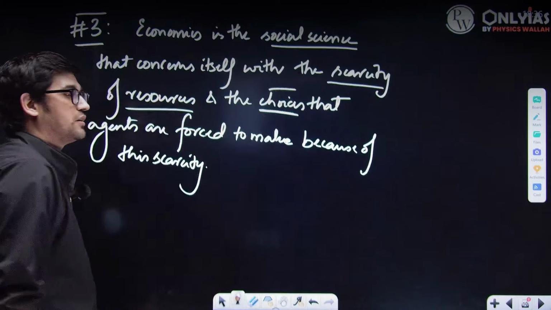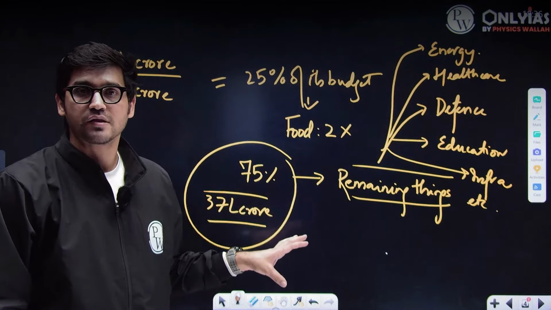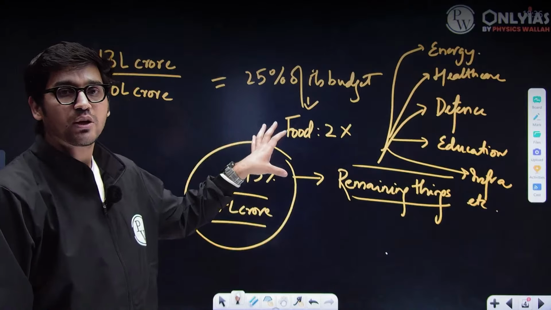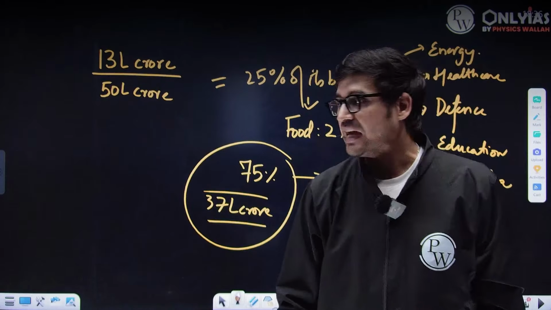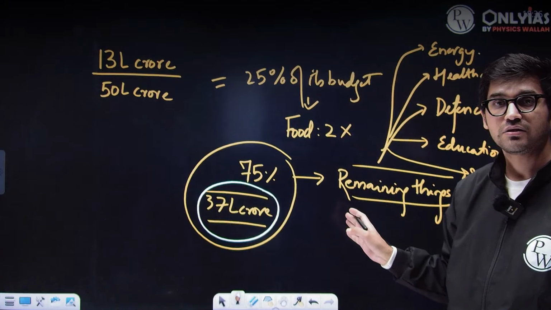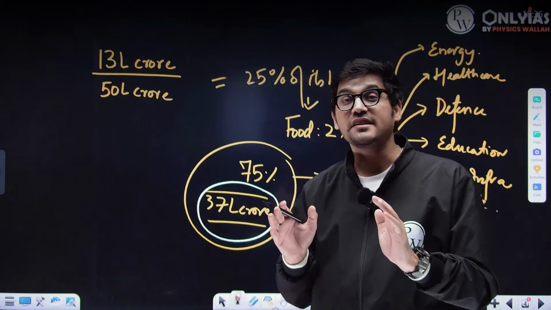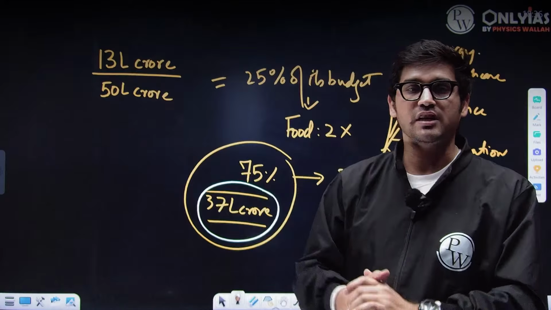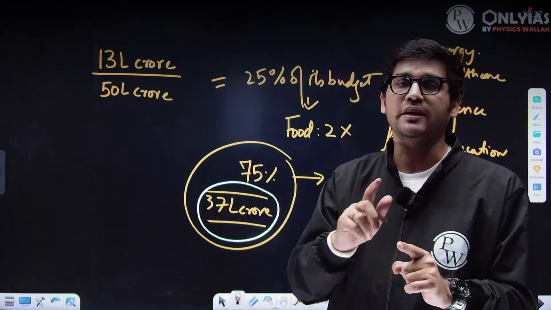To take the same example as we have been discussing previously, there is a choice that the government has to make. The government has a total of 50 lakh crore rupees. If it spends 13 lakh crore rupees only to give 100 rupees to every poor person every day, that means it will have only and only 37 lakh crore rupees to do all the remaining things. The government is now forced to make a choice. Scarcity forces people to make a choice because people can't have everything. Government does not have unlimited resources. Now the government will have to pick and choose.